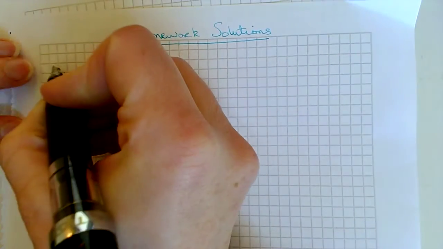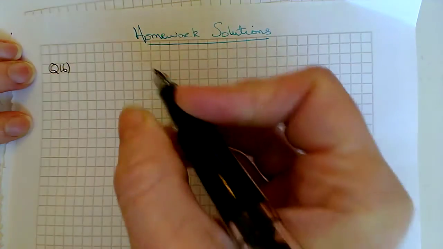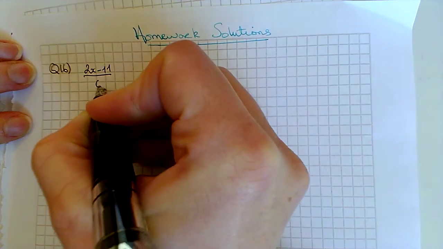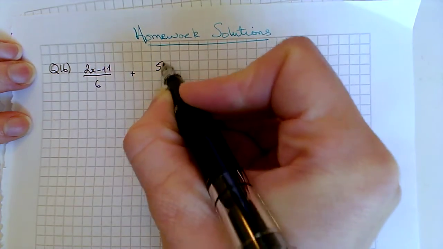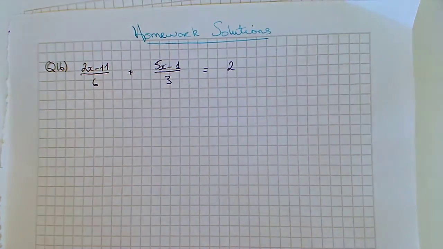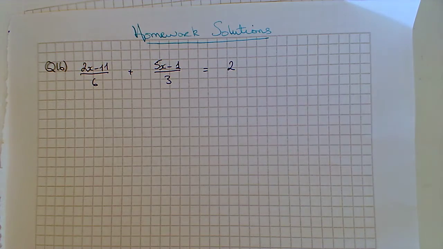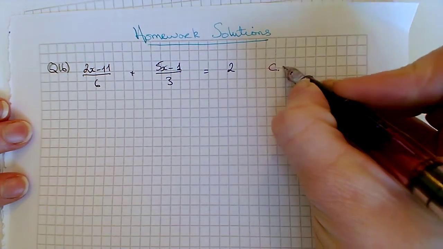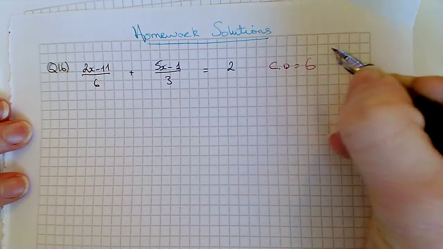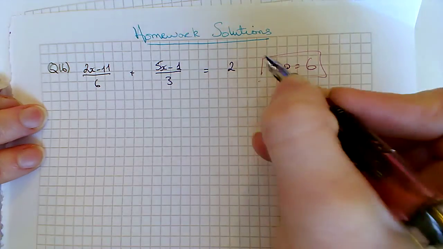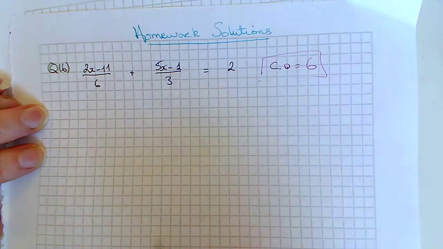It's all homework now. You had questions 16 to 20. So question 16 had (2x minus 11) over 6 plus (5x minus 1) over 3 equal to 2. And the first thing we want to do is to write down our common denominator, and then we're going to multiply everything by that. So the common denominator, I hope you would all agree, is 6, because 6 divides into 6 and 3 divides into 6 and 1 divides into 6. There's no fraction over here.